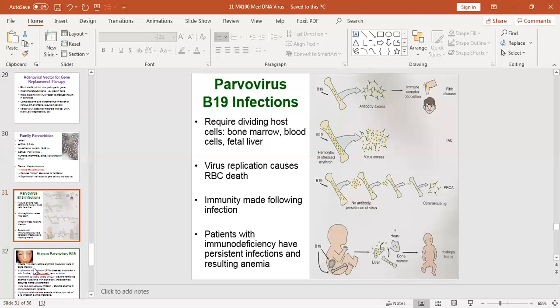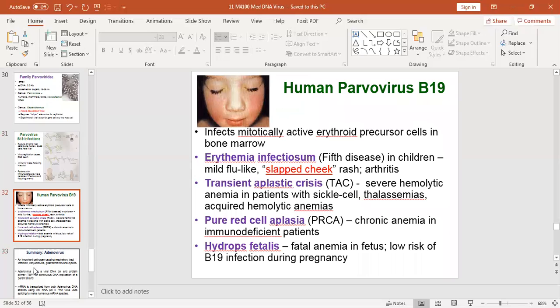The good thing is that following infection, the host immune response kicks in, so we develop immunity. Unfortunately, those patients who are immunodeficient have persistent infections, and persistent infections, with continuous death of the red blood cells, result in anemia. Let's move to slide number 32.